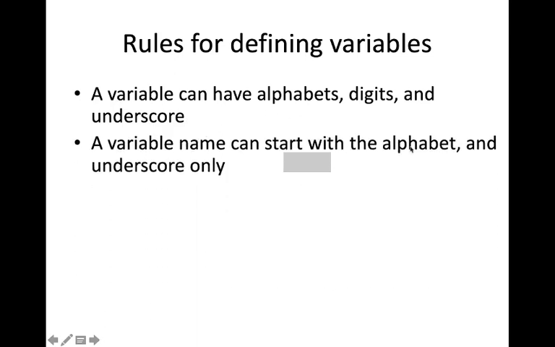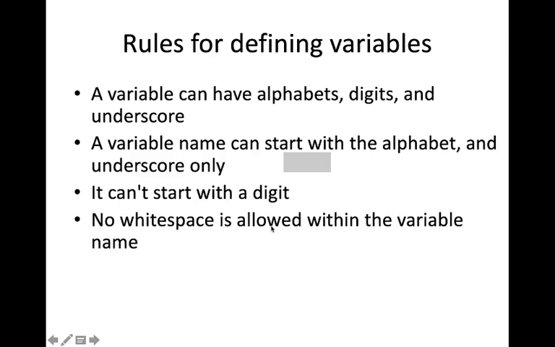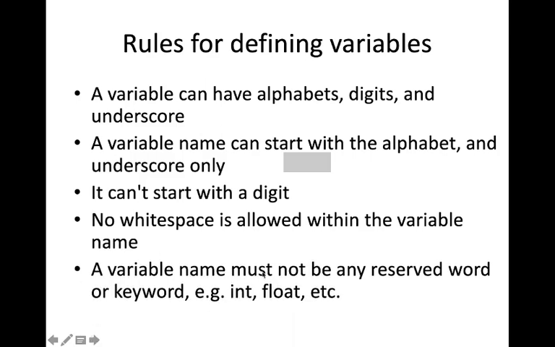A variable name can start only with an alphabet or underscore. We have already seen this in identifiers. It can't start with a digit. No white space is allowed within the variable name. Then a variable name must not be any reserved word or keyword like int, float. We have already seen the 32 keywords. Those keywords should not be used as variable names.